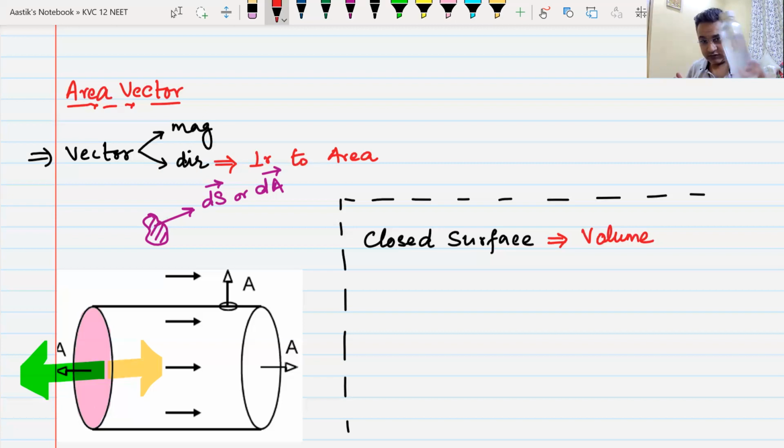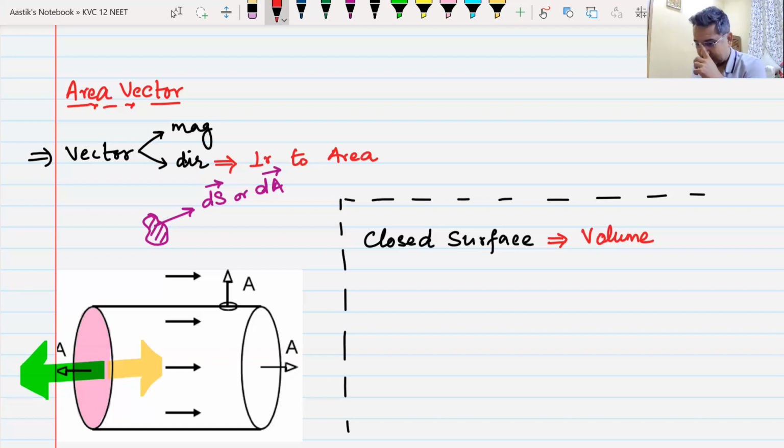Do you understand? Closed surface. Yes, sir. A wardrobe which is closed is a closed surface. A wardrobe which is open is an open surface. A room which is closed is a closed surface. A room with the door or the window open is an open surface. Do we understand this? Yes, sir.